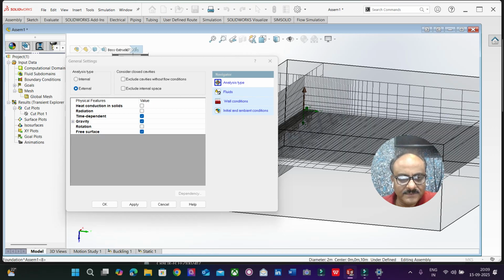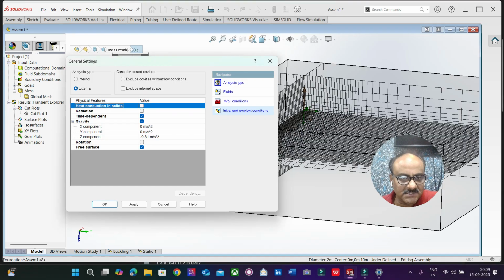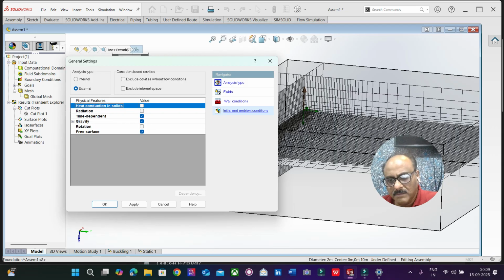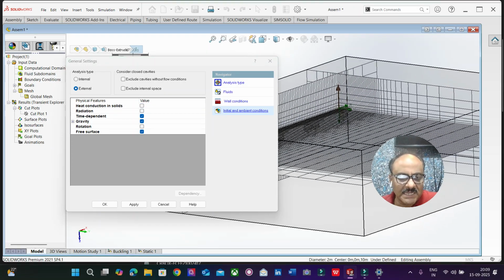Time is a function, so now it's a time dependent system, and now I'm going to define the gravity used, because the entire superstructure is going to have a dead weight, and this dead load is going to be acting towards gravity. So the gravity parameter is also defined along the z-axis. I give it as minus 9.81 meter per second square. That is going to be my gravity, towards the z-axis.